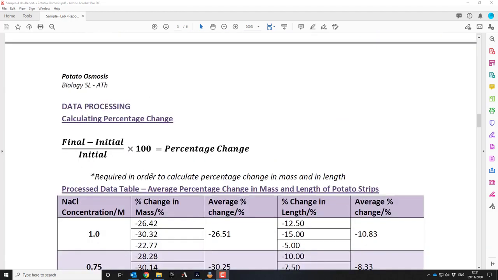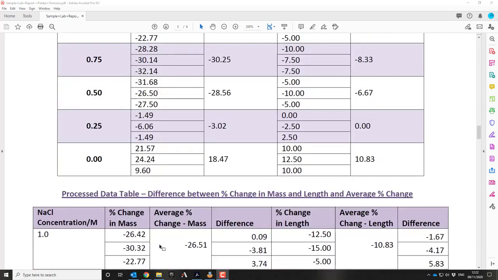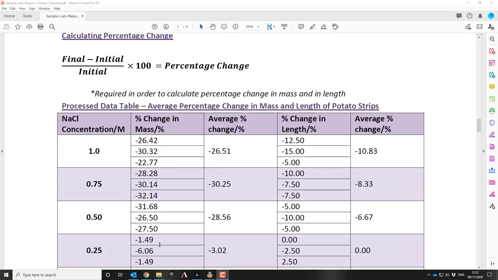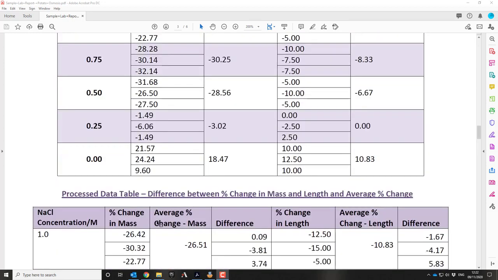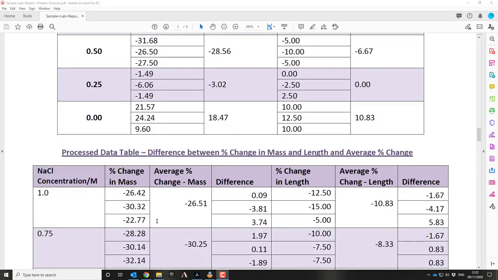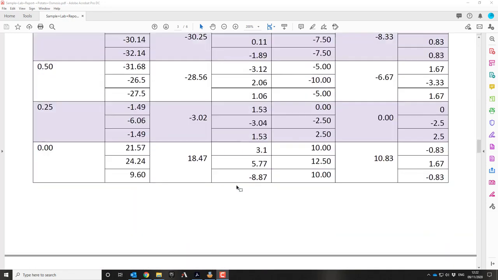Next thing they've done is some data processing to figure out the percentage change in mass and the average change, percentage change in length and the average change. They've also done the differences. This is the same table as before. Don't quite understand why they've done it twice. Oh, they're looking at the difference from the average for each of the different values. So this is a measure of precision. But all of this is derivative data.